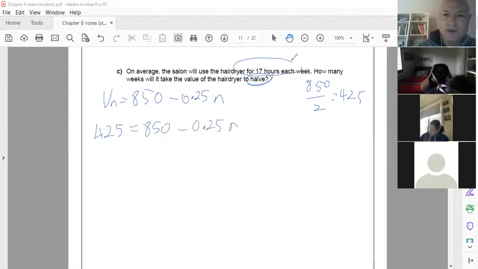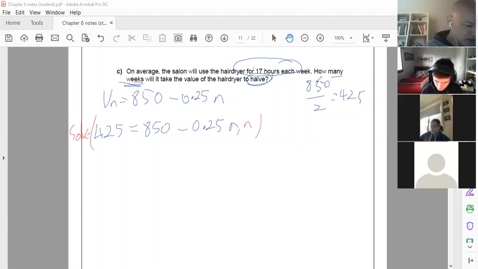Now this 17 hours will come in because it says how many weeks, and every week is 17 hours. So let's just work out our N first, how many hours it's going to take. So again, I'm just going to do my solve for N to make it easier. Menu, algebra, solve. 425 equals 850 minus 0.25 times my N, comma, N, and I get N equals 1,700.